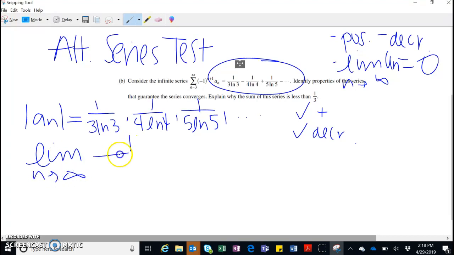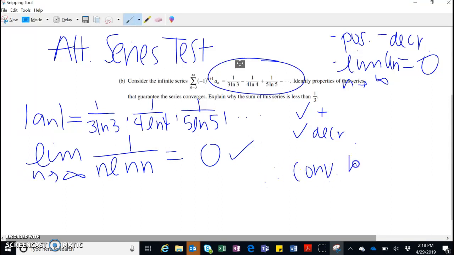So I'll look at the limit as n goes to infinity of 1 over n log n. This is most definitely bigger in the bottom, so that goes to 0. And I can say that we converge by the alternating series test, and we're all good.